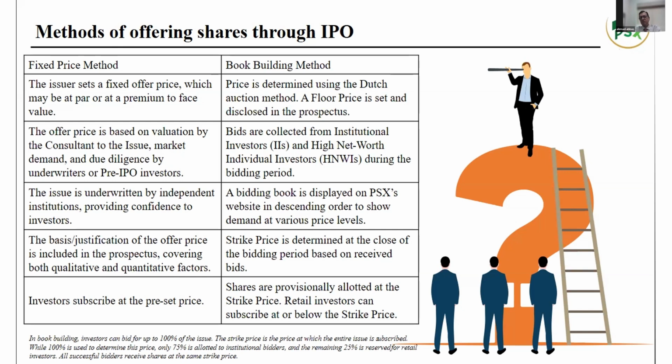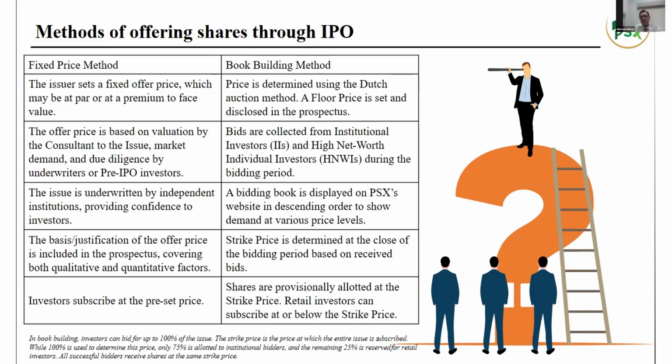Book building is basically an auction. Whoever bids the most gets the chair. So price is determined using the Dutch auction method. A floor price is set, whatever valuation, minimum valuation you feel you should get for your company, you set that. And then there's a band of 40% at the moment, up to which a share price can go. For example, if you set the floor price as 10, you can go up to 14 rupees.